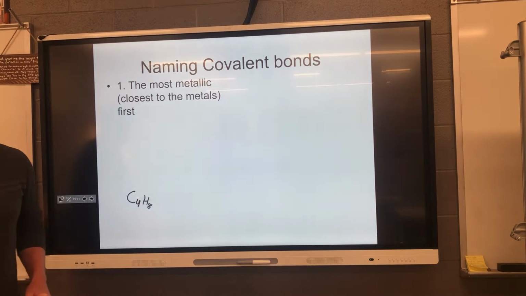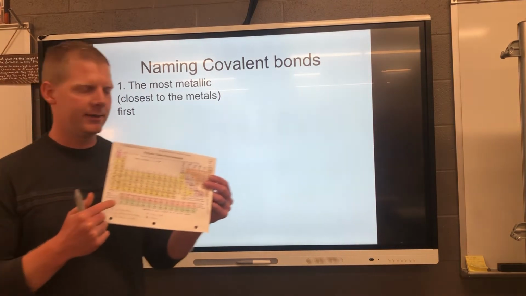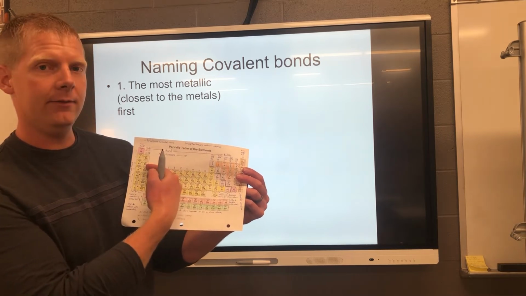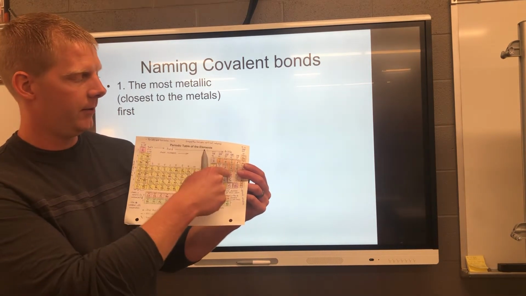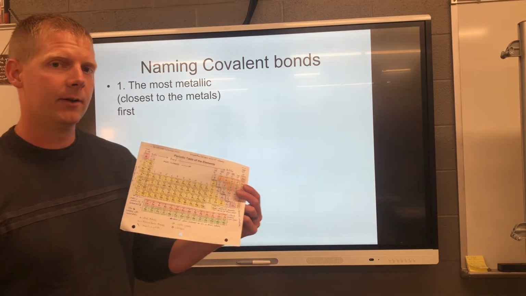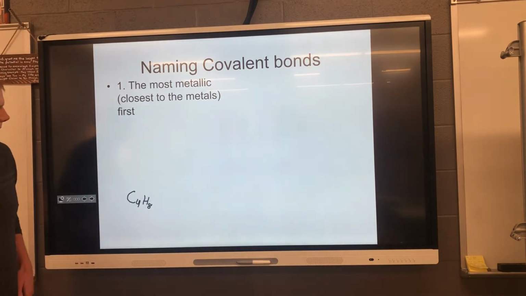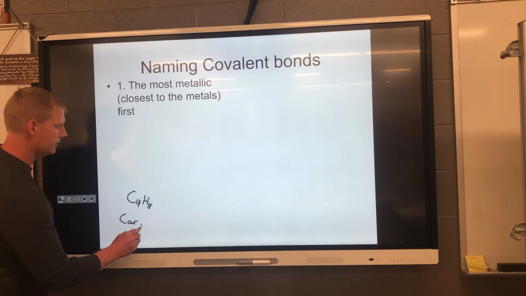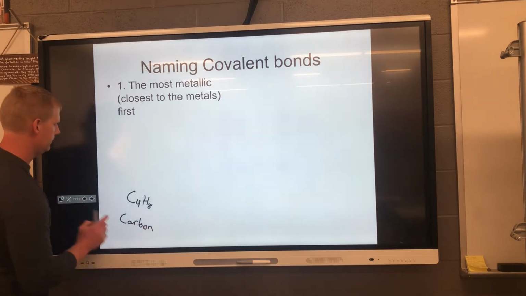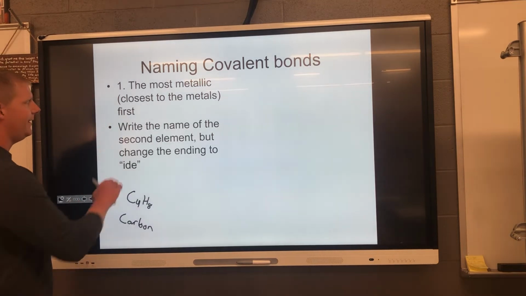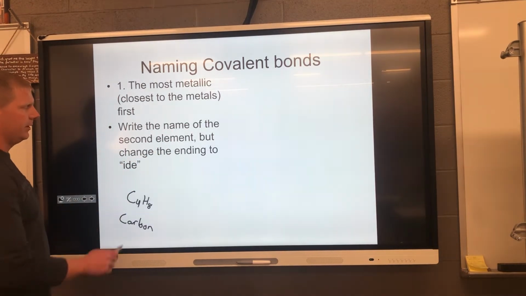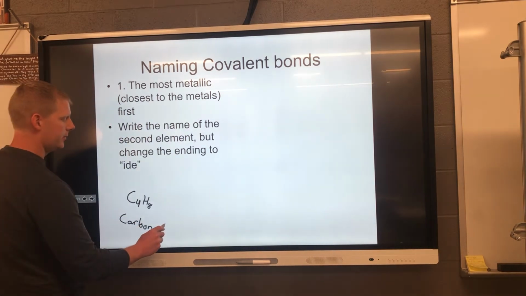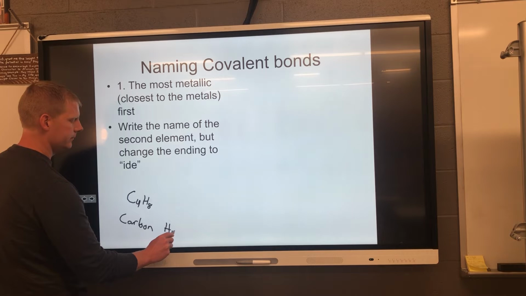To determine which one's the most metallic, it's whichever one's the closest to the metals. So it's whichever one's farthest to the left. If they're in the same group, whichever one is farther down is going to go first. So in this case, we have carbon. So I'm going to write carbon. Then write the name of the second element, but changing the ending to -ide. So hydrogen, we're going to turn it into hydride.